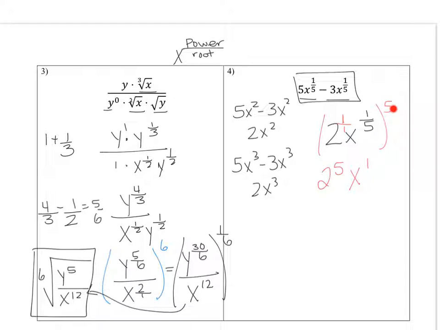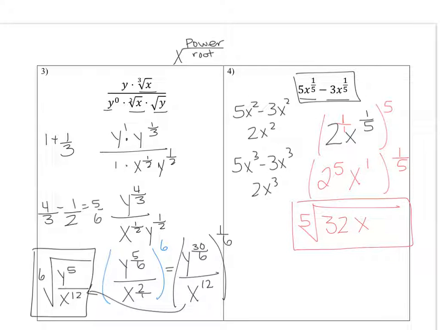When we multiply, right, 5 times a 5th is 1. 5 times 1 over 1 is 5. And then we're going to raise this to the 1/5 power. So we're going to take the 5th root of 2 to the 5th, which we can do. Just type that into the calculator, you get 32x. So we've successfully written this all under one radical.